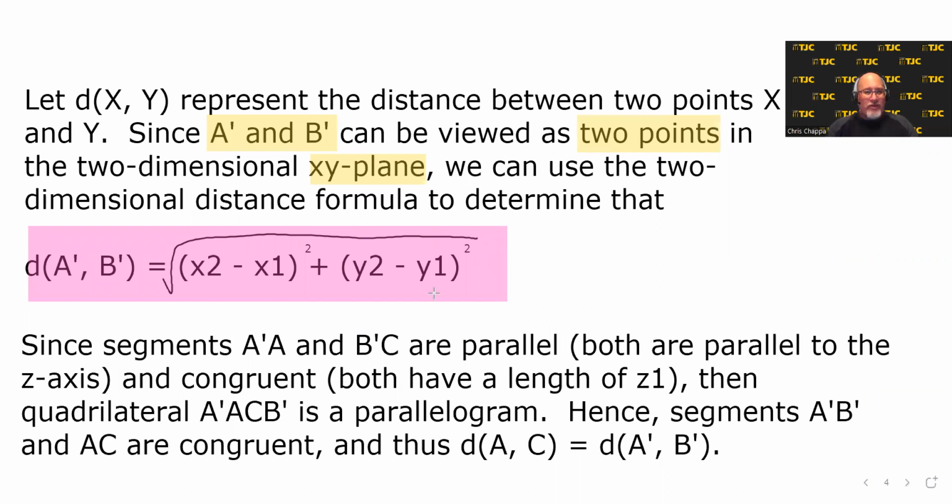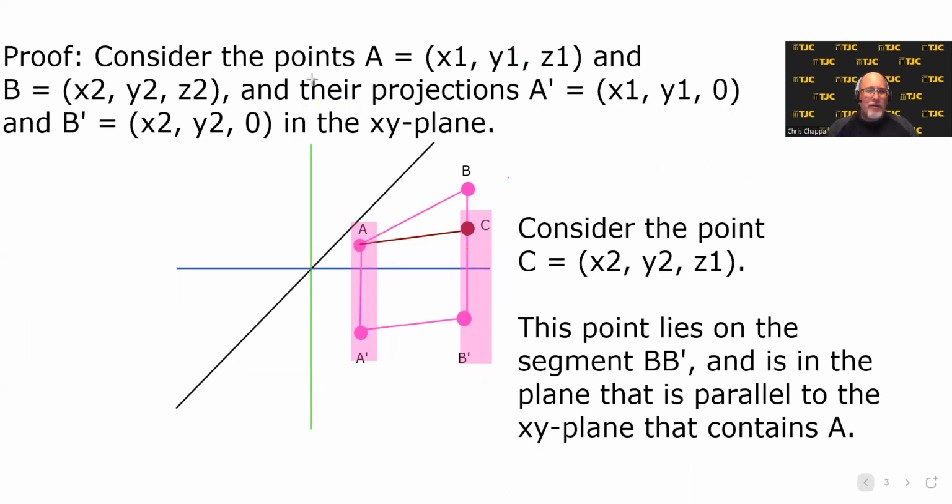So where are we in all this? Since segments, where are we? We're right here. These two segments are parallel because they're both parallel to the Z-axis, and congruent, they both have a length of Z1. Then quadrilateral A prime A C B prime is a parallelogram. Wait, what? Getting a little bit of geometry on here.